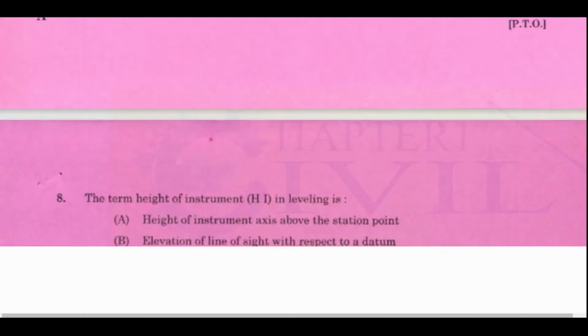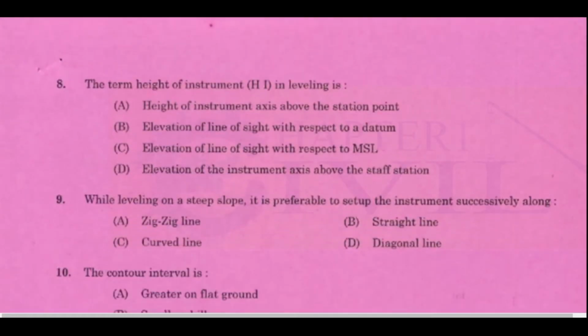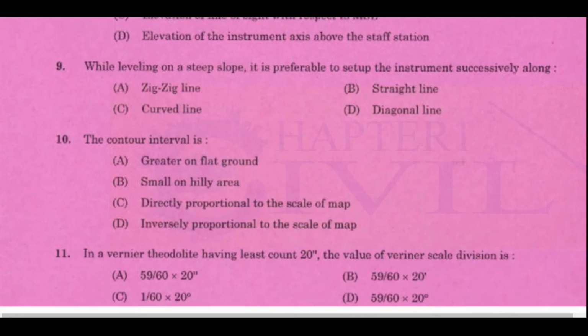Question number 8. The term height of instrument in leveling is height of instrument axis above the station point, elevation of line of sight with respect to a datum, elevation of line of sight with respect to MSL, elevation of the instrument axis above the staff station. Height of instrument is elevation of line of sight with respect to a datum. So option B.